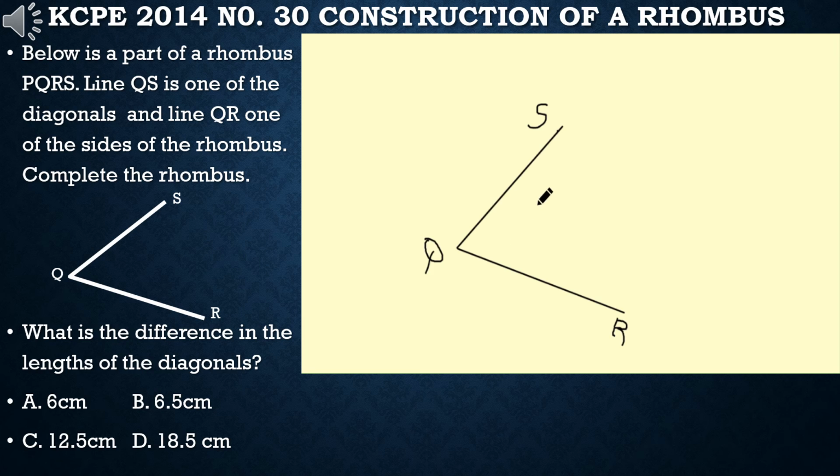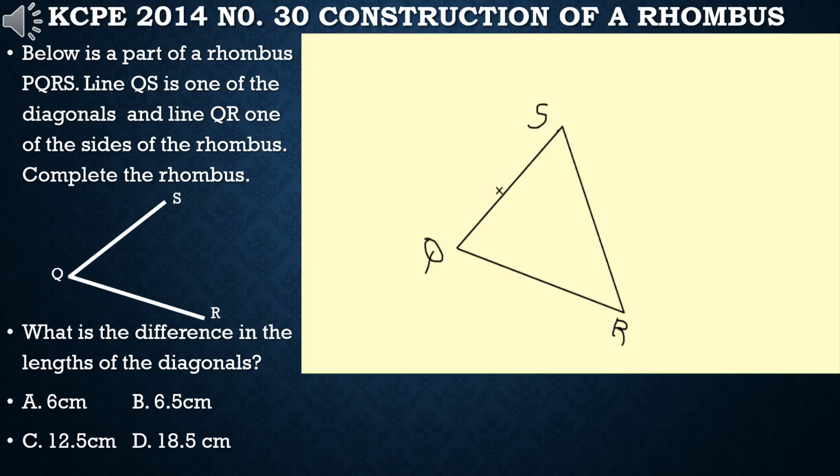So underline QS is one of the diagonals. This line here, QS, is a diagonal. It's not a side. The only side we are given here is QR. So QR is one of the sides, the other one is a diagonal. So to locate the other side, we are supposed to join R and S. R and S represents the other side that we are not given. So you get a ruler, join from point R, S and R, just like that. So you now have QR and RS as the two sides.